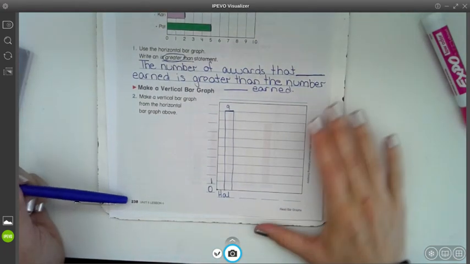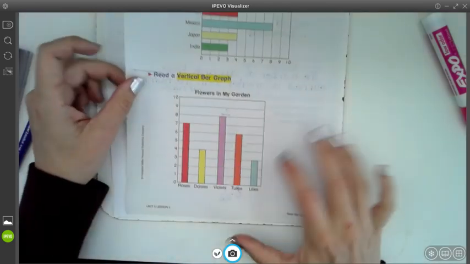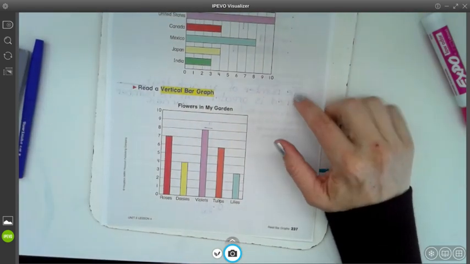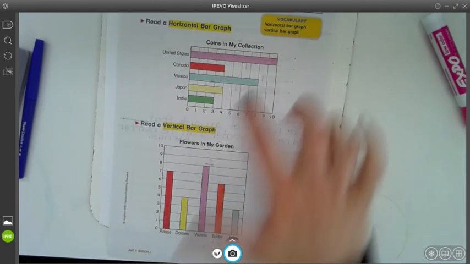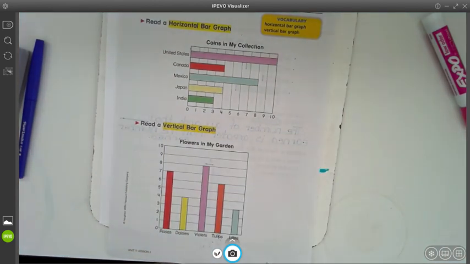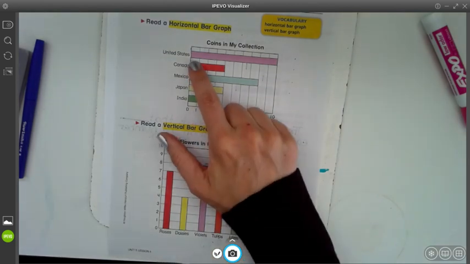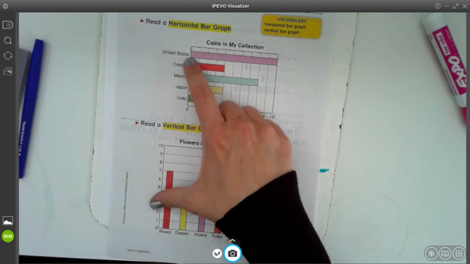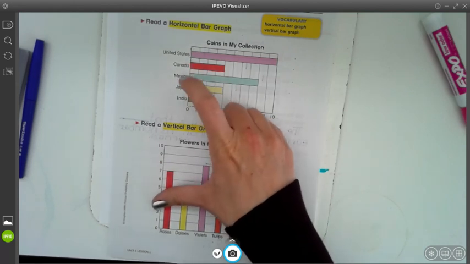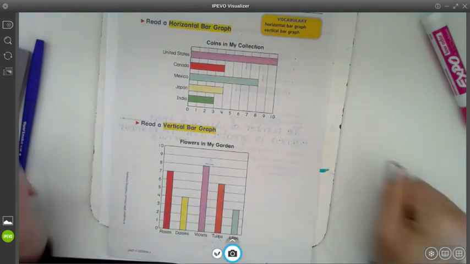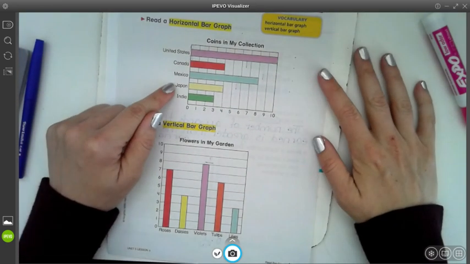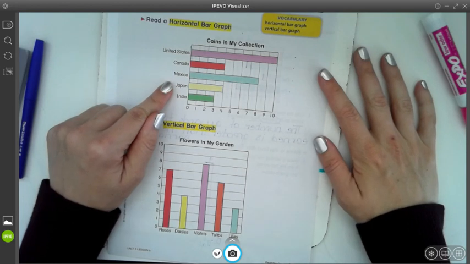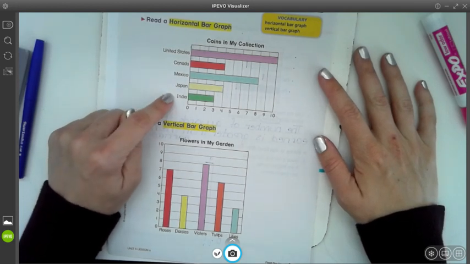So for your workbook pages, I would encourage you to write or create different types of word problems based on this data. And you can also create different types of equations. So if you wanted to say, how many fewer coins were collected from the United States than Canada, Mexico, Japan, and India combined. Or you can say something like, how many more coins were collected from Japan than India.